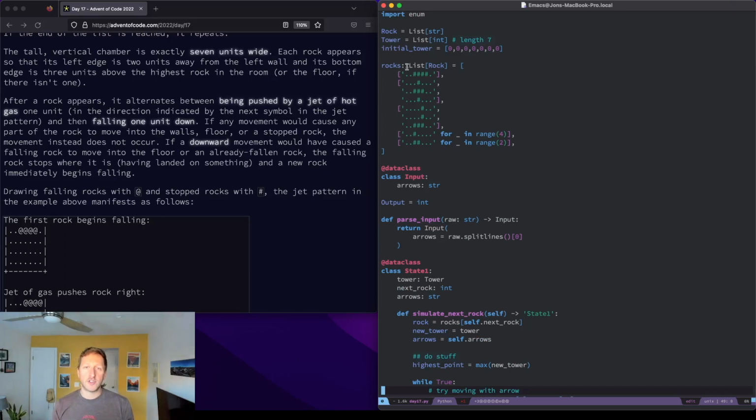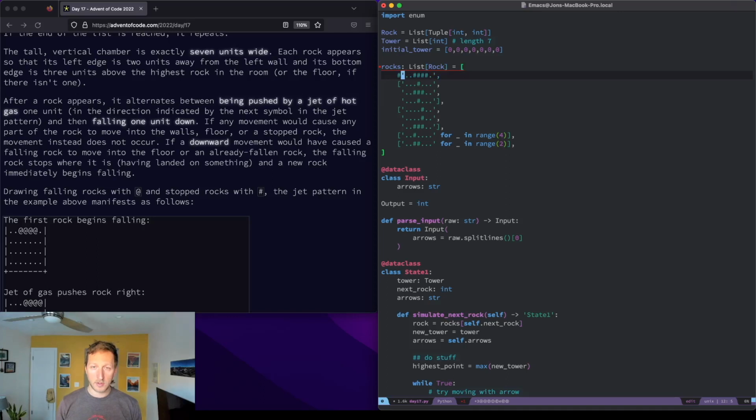So I'm going to change this definition of rock to be each row being a tuple of where the rocks are. So this rock is going to be 0, 1, 2 to 6 in an array, right? So it's one row from 2 to 6. This rock is going to be 3 to 4, 2 to 5, 3 to 4.